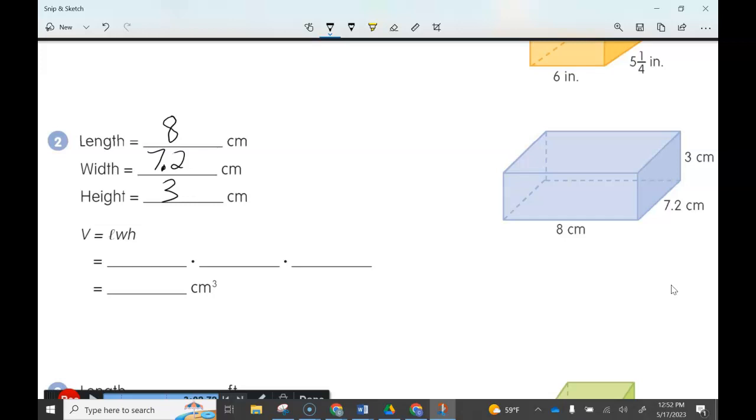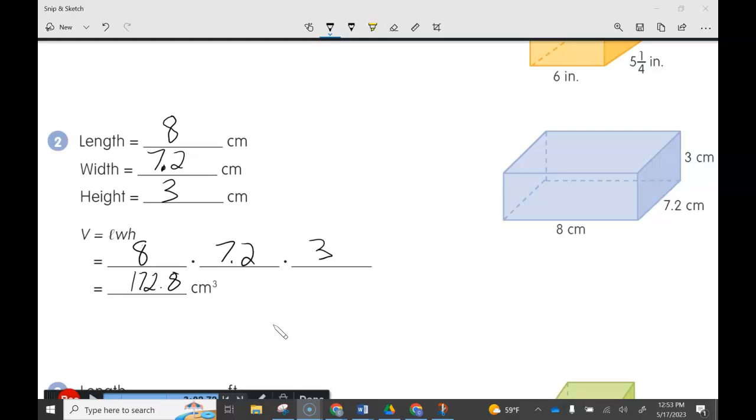So we find length, width, and height. And we can see our formula, length times width times height. So what we have here is 8 times 7 2/10 times 3. And now we just multiply those different measurements together. 8 times 7 2/10 times 3 is going to give us 172 8/10 centimeters. I should say cubic centimeters.